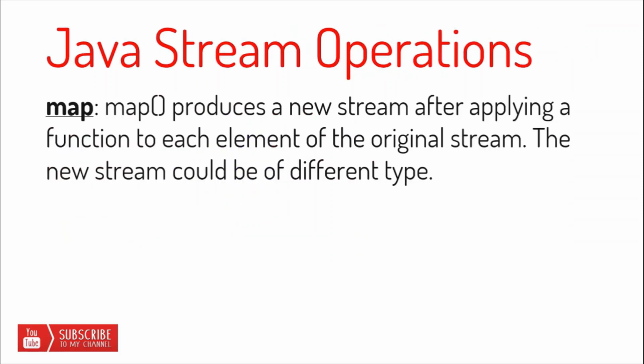Now let's see the other operation, which is map. Map produces a new stream after applying a function to each element of the original stream. The new stream could be of a different type or it can also be of the same type. So this is as per the definition. Let's try to understand it in simple words by using an example.